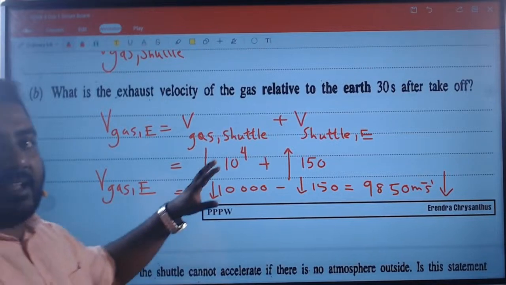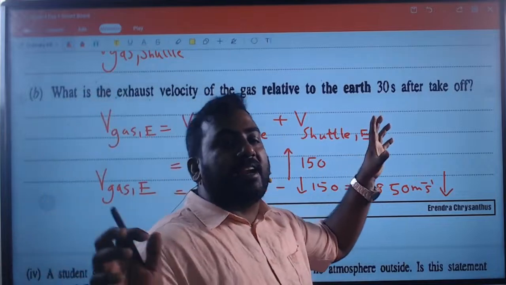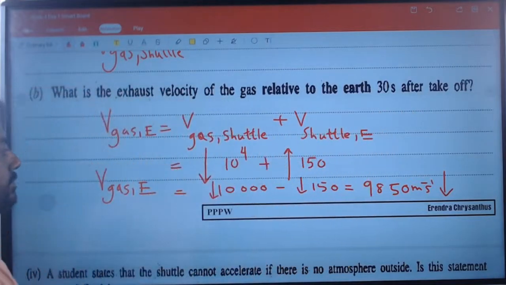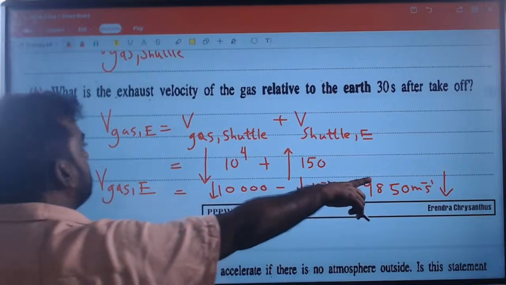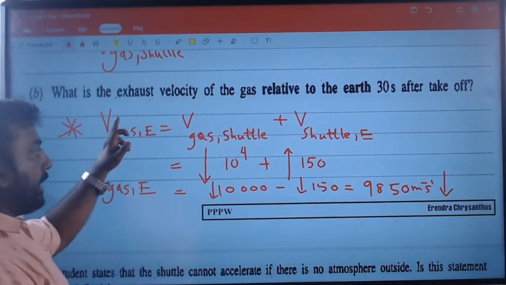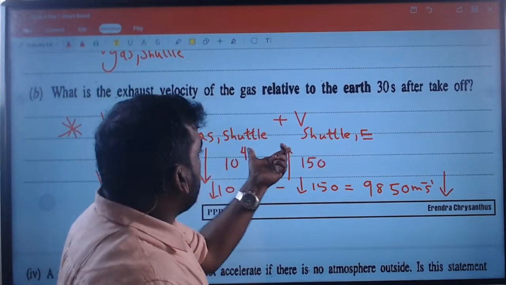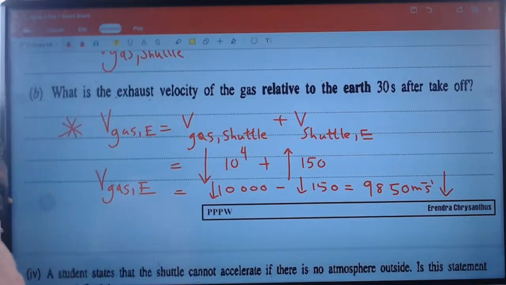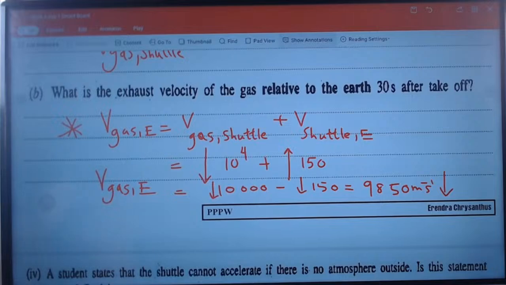So remember, your basic mechanics is completely questioned in this one. 9,850, don't forget to put the directions. And writing this equation is very important. Starting with gas, finishing with Earth, the intermediate ones are both the same. Right.